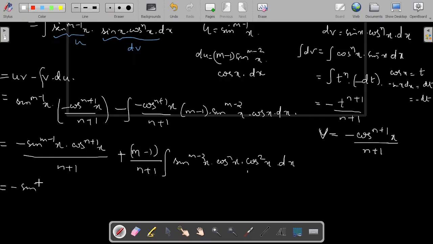Now let us simplify this further. Minus sin^(m-1) x cos^(n+1) x divided by (n+1), plus (m-1) by (n+1).